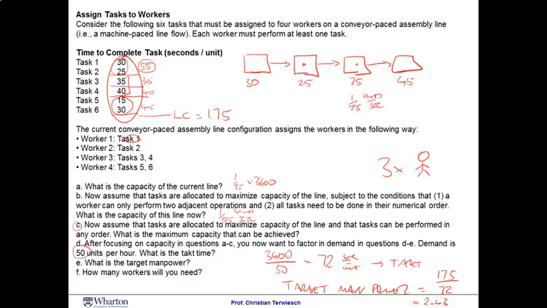Now, the last question is going to be tricky. As we go from the target manpower to the actual staffing level, we have to once again tackle the problem of assigning workers to tasks. Let's take a look at this together. Now, here are the processing times. They were, 30 seconds for the first, 25 seconds for the second, 35, 40, 15, and 30 seconds per unit respectively.